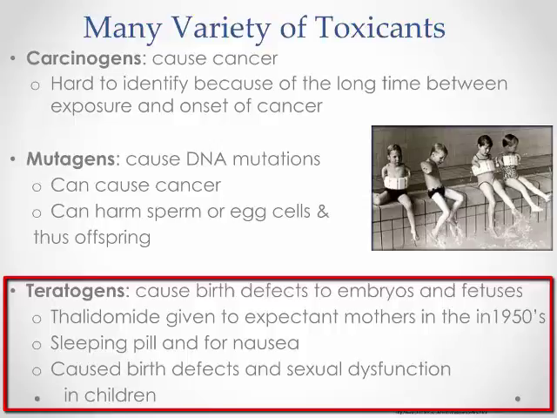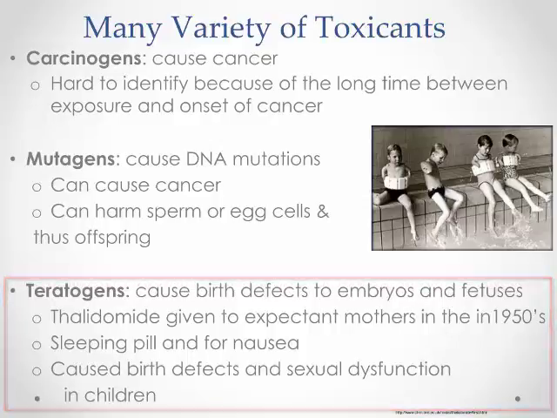A famous example of a teratogen is thalidomide. This drug was given to expectant mothers in the 1950s as a sleeping pill and a treatment for nausea. Sadly, when the children of women who took this drug were born, it was quickly discovered that the drug caused birth defects and sexual dysfunction in the children. Many of the children born to mothers who took thalidomide were unable to have their own children.